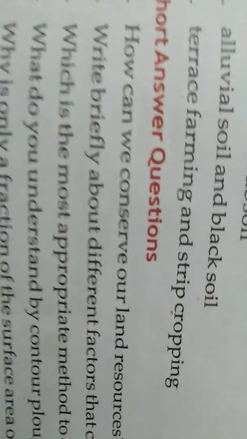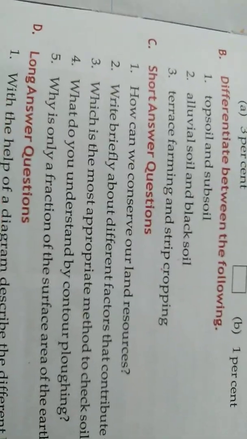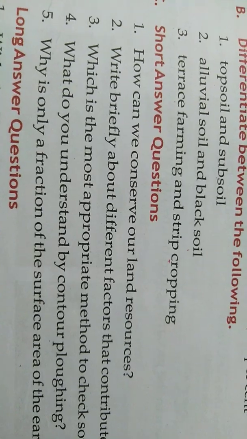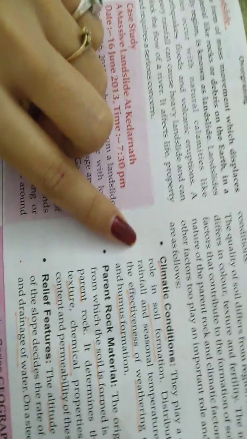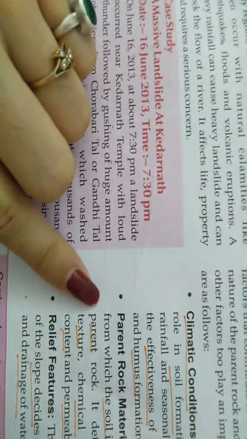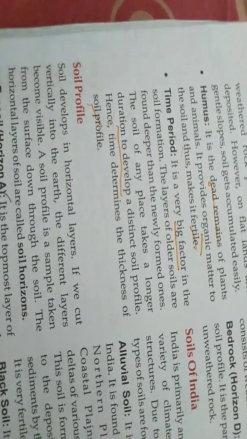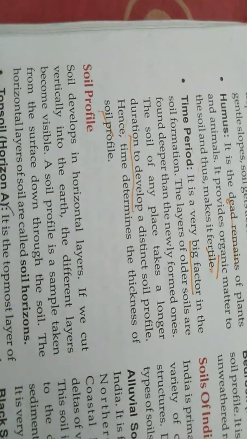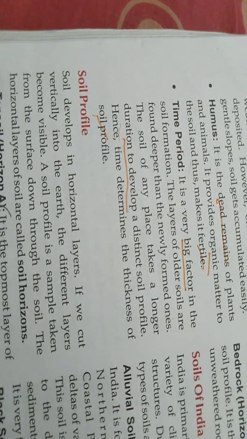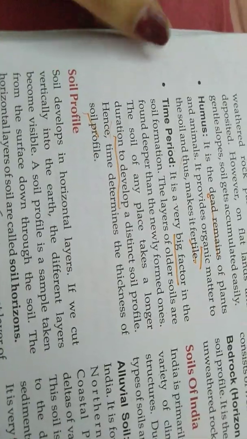Okay, so the next question which is coming here is: write a brief account of the formation of soil. In this you have to tell the factors, how the soil has been formed. What are the factors through which the soil is formed? In this you have to mark climatic condition, parent rock material, and relief features. You have to write on this, and then later move towards humus and time period. All this you have to write only as points, not the explanations. This is how you have to do this question.